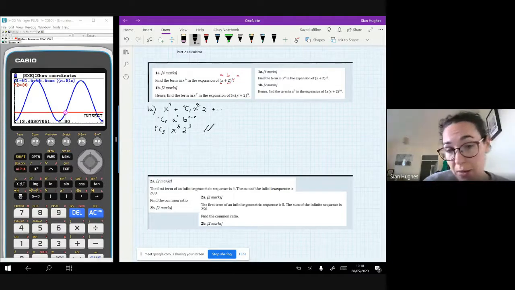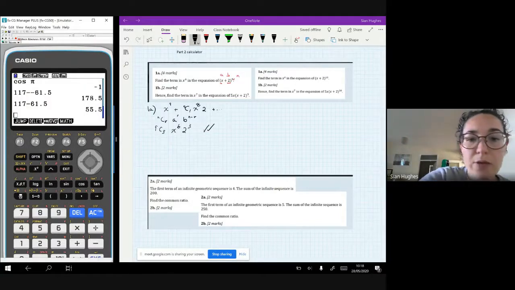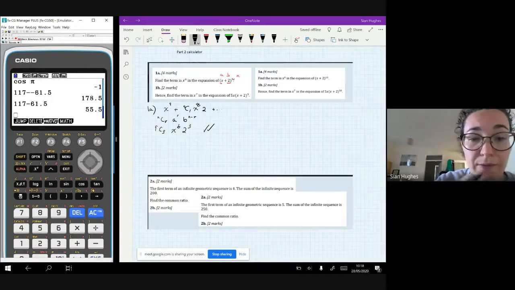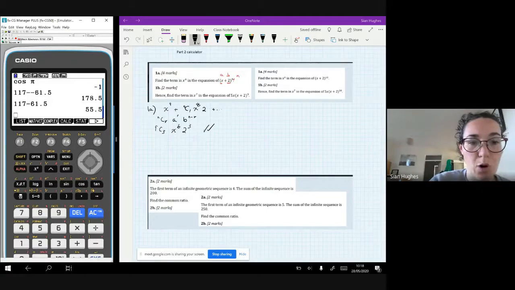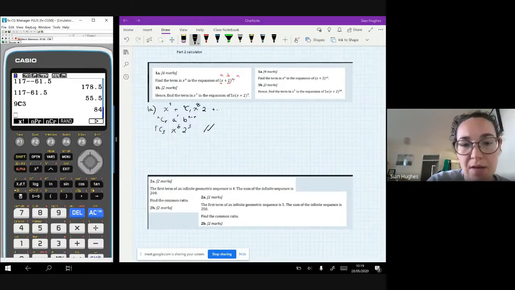You will need your calculator to find 9C3. You could draw Pascal's triangle, or you could do the factorial n over factorial r, n minus r formula, but your calculator can do it directly for you. So in the run part of your calculator, you want to find the nCr button. To do that, you go to Option, across to the second menu, and choose Probability, and we can see nCr here. So we want 9C3, and it tells us that it's 84.